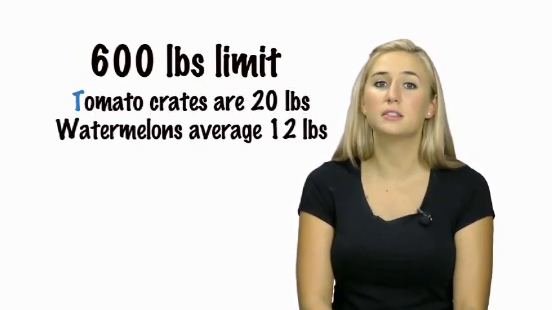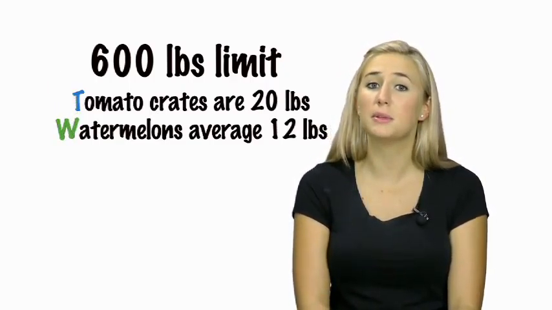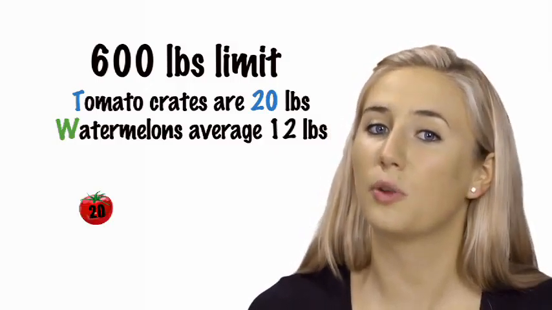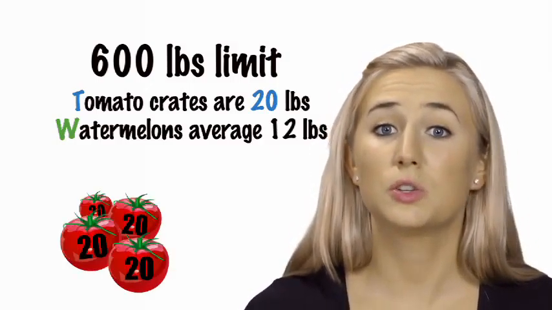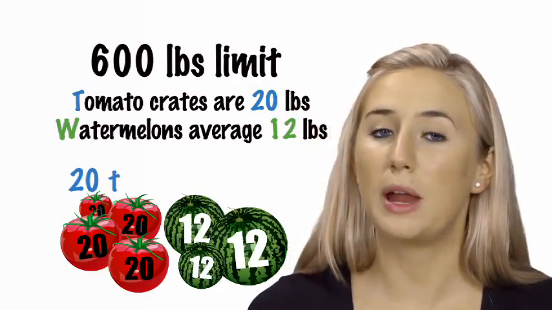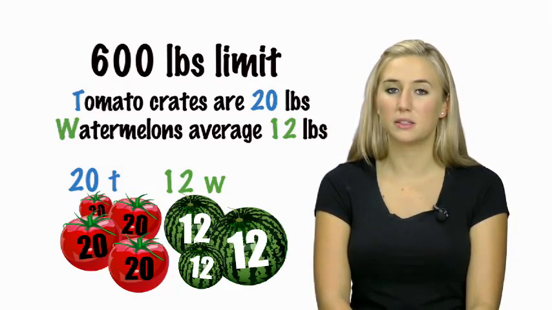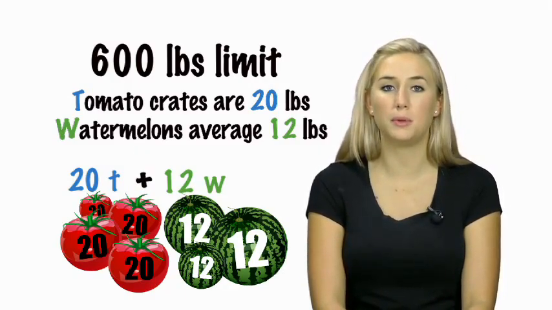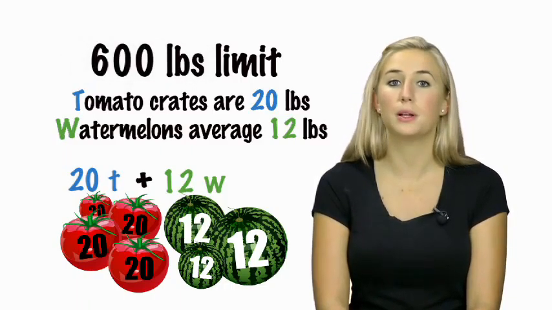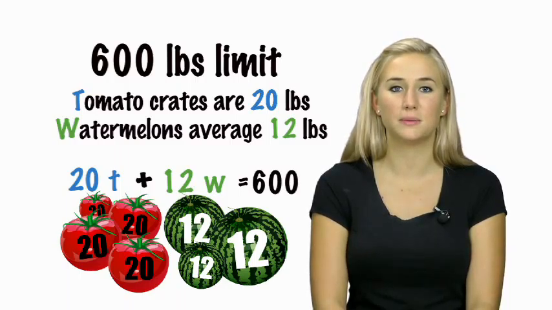If T is the number of crates of tomatoes, and W is the number of watermelons, let's write the equation of the line that represents the limitations on my cargo. Because tomato crates weigh 20 pounds, each time I add a crate of tomatoes, that will be 20 pounds. So the weight of tomatoes will be 20T. Watermelons weigh 12 pounds, so the weight will be 12W. My total weight is the tomatoes plus the watermelons, so that gives us 20T plus 12W. Since my weight limit is 600 pounds, we can say that 20T plus 12W equals 600. That's the equation for my limited possibilities.